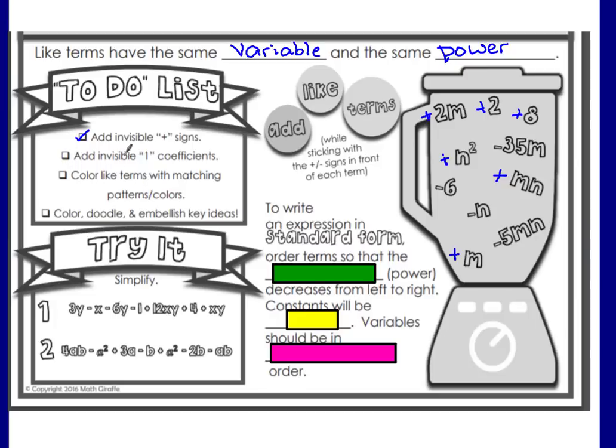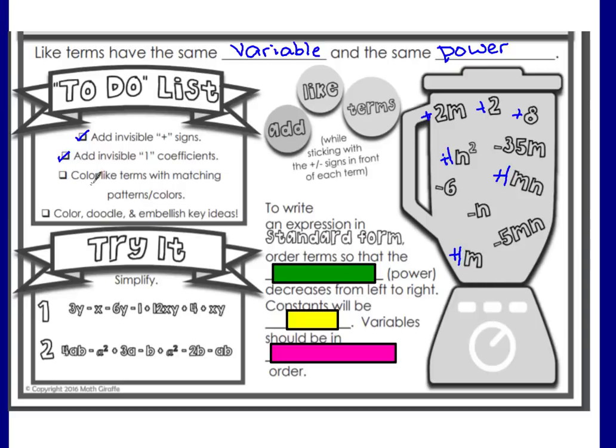Then you need to add any invisible 1 coefficients. So coming through, when I have this n squared, there is no coefficient shown, but there is one of these terms. That's the invisible 1. Same thing for the mn. There is an invisible 1 coefficient. And the m, there is an invisible 1 coefficient.